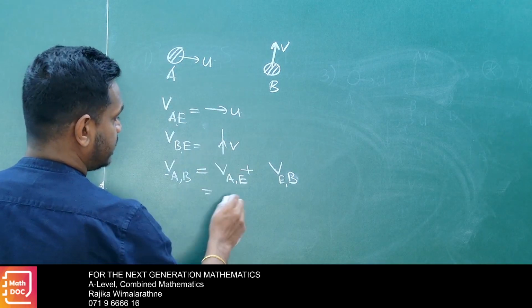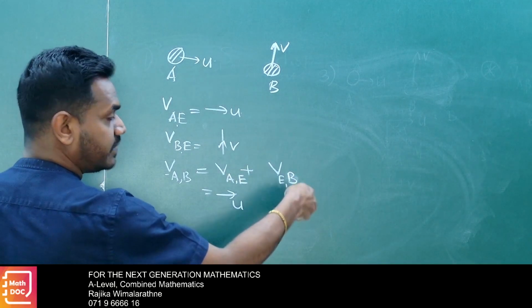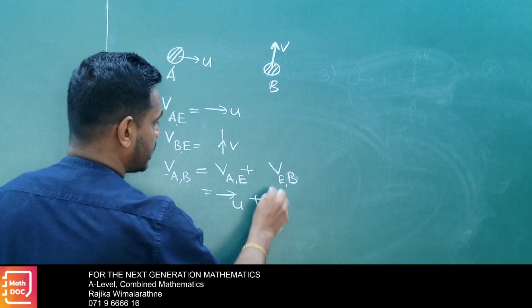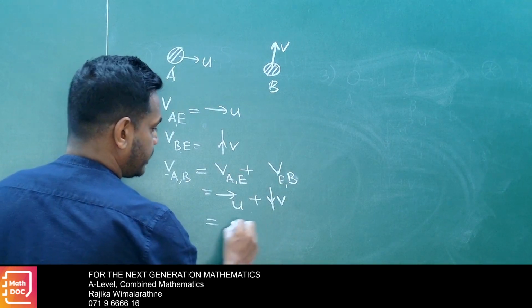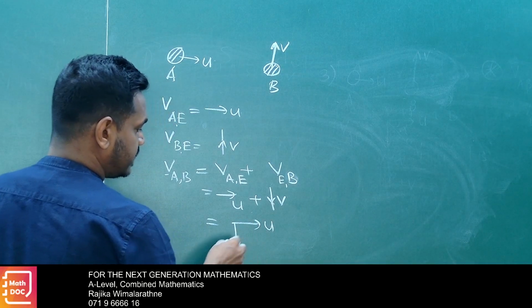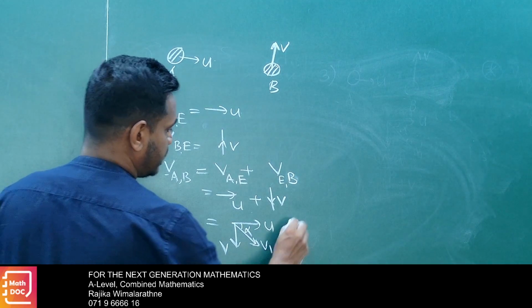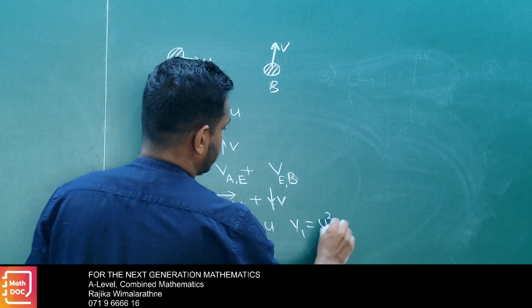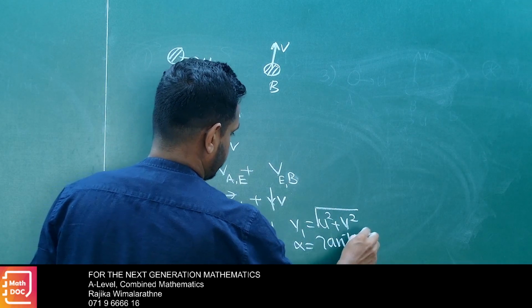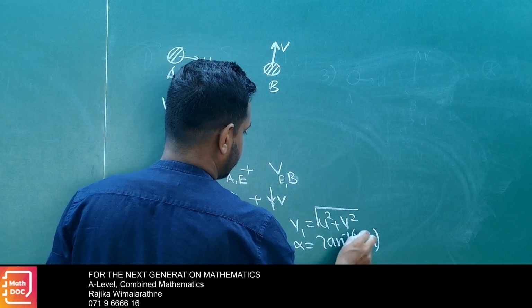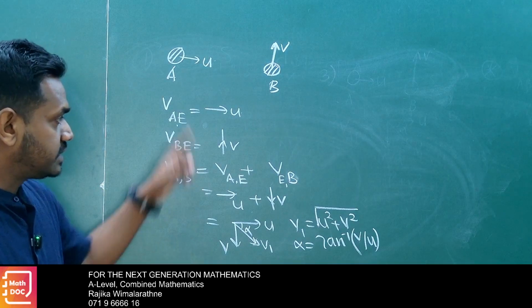So VAE is u. VBE is upward, then VEB means downward B, no? V. That's how we get it. Therefore here u and v, then the resultant will be V1, where V1 equals the square root of u squared plus v squared. Then alpha equals tan inverse of v divided by u, no? Velocity is a vector, so you have to write both magnitude and direction. That's how we obtain it.